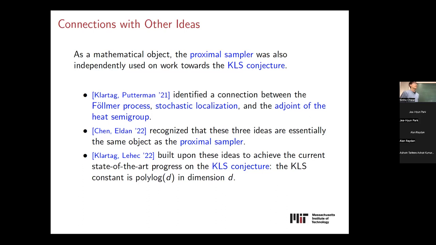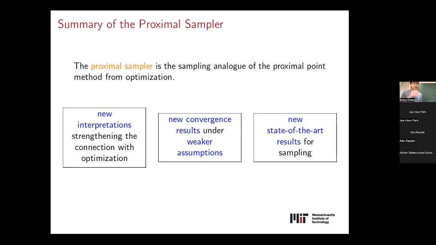Yeah, I mean, it's really cool that there are all these connections, but also maybe this just shows that the proximal sampler is a very natural construction and might be useful for further advances in mathematics. So here's a quick summary. The proximal sampler is the sampling analog of the proximal point method from optimization. And what we do is we show some new convergence results, and these convergence results happen to be some state-of-the-art results for sampling.